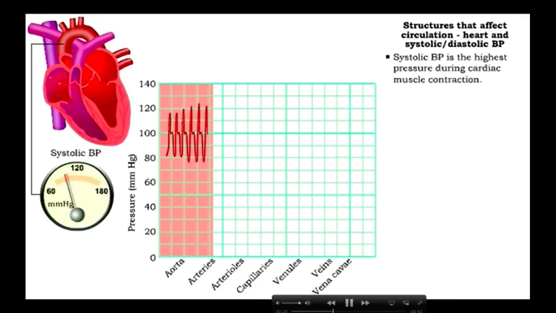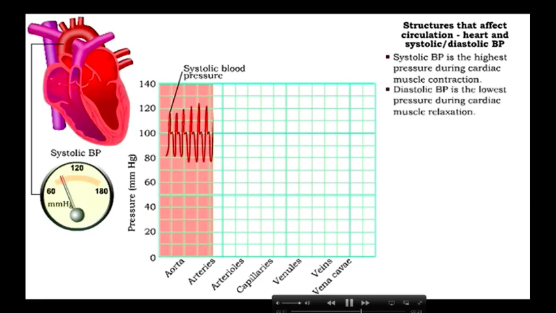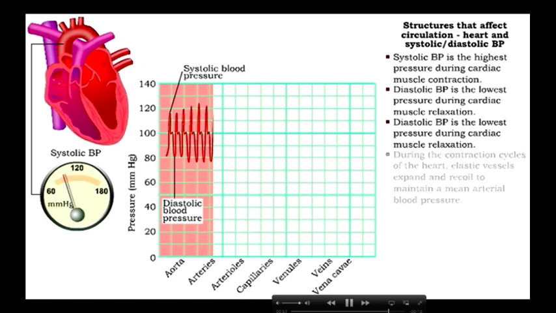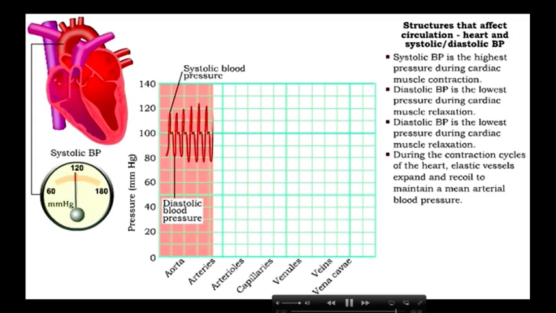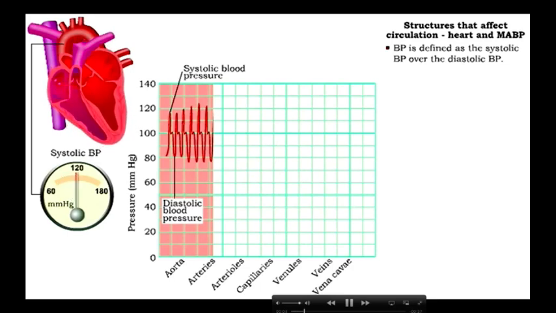Maximum blood pressure occurs during contraction, or systole. This is known as systolic blood pressure. In a healthy resting adult, systolic blood pressure is about 120 millimeters of mercury. During relaxation, or diastole, minimum blood pressure occurs. This is known as diastolic blood pressure. In a healthy resting adult, diastolic blood pressure is about 80 millimeters of mercury. During the contraction cycles of the heart, elastic vessels expand and recoil to maintain a mean arterial blood pressure. Blood pressure is read as the systolic blood pressure over the diastolic blood pressure. For a healthy resting adult, blood pressure is said to be 120 over 80.